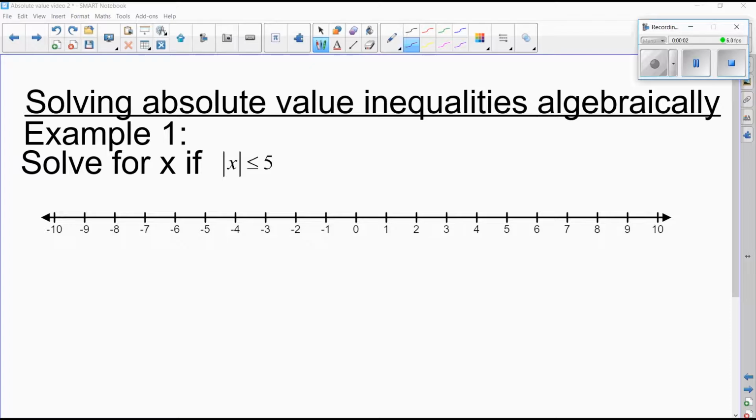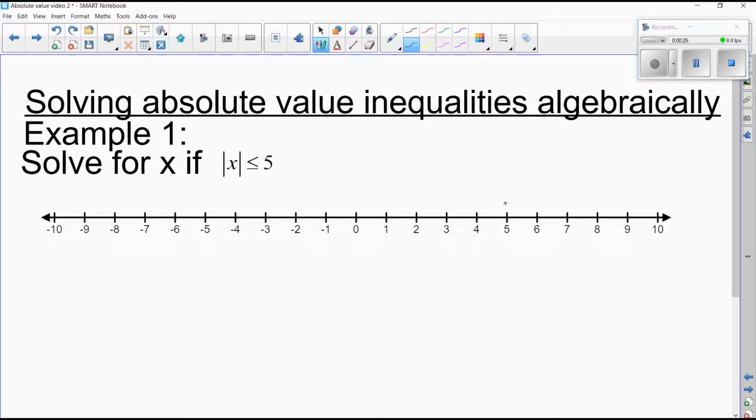Solving absolute value inequalities algebraically. In example 1, I'm asked to find all real values of x such that the absolute value of x is less than or equal to 5. So graphically, this means I'm looking for all real numbers which have a distance of 5 or less units from the origin, or from 0.